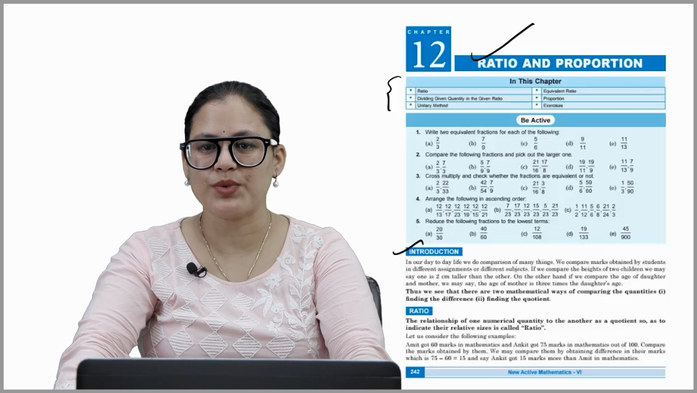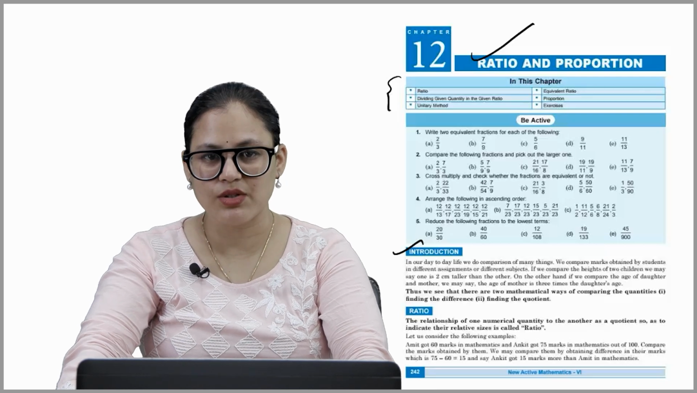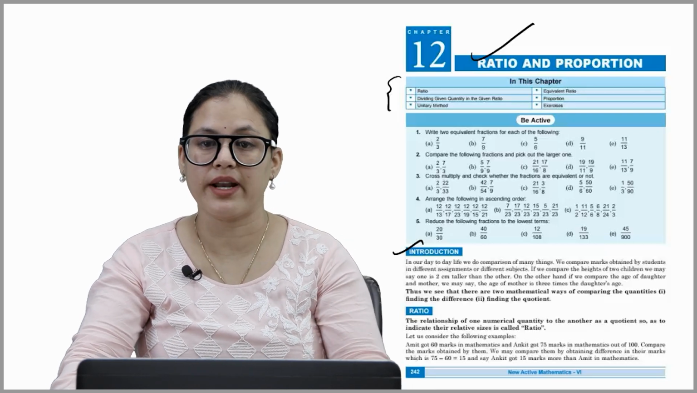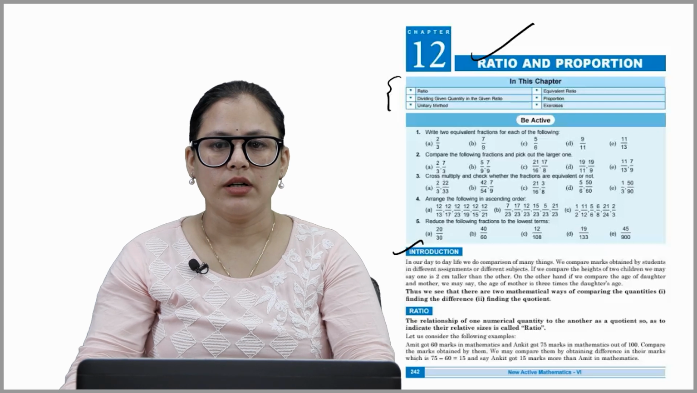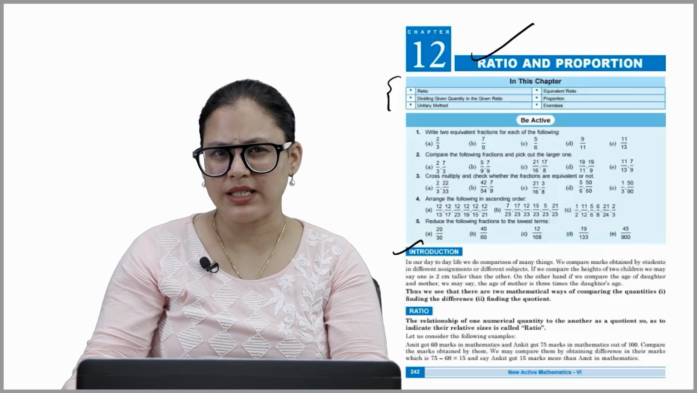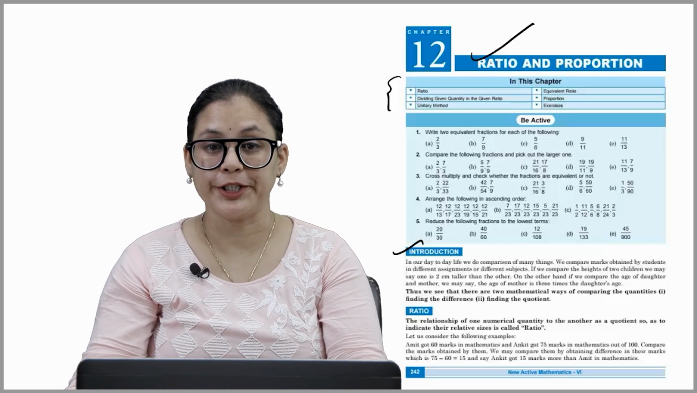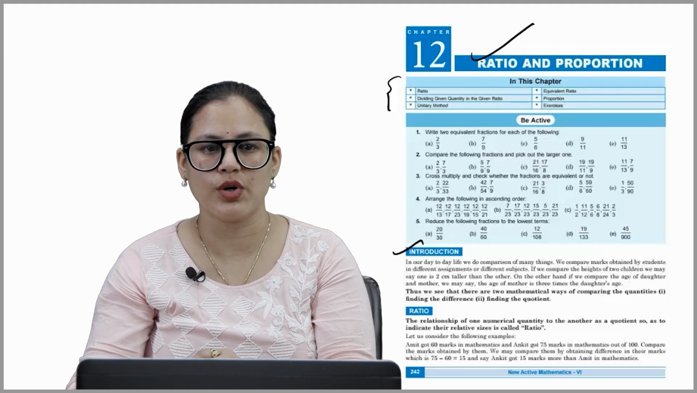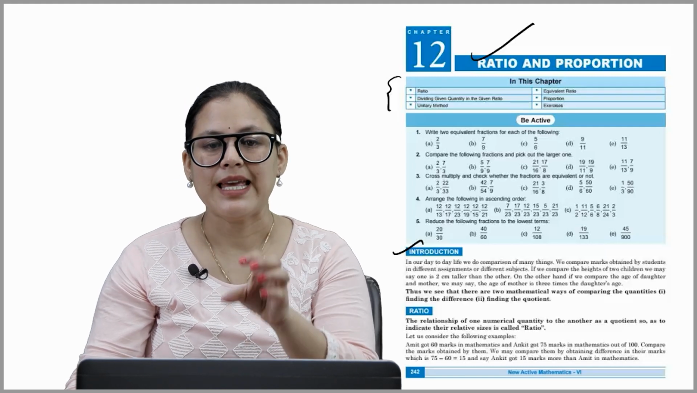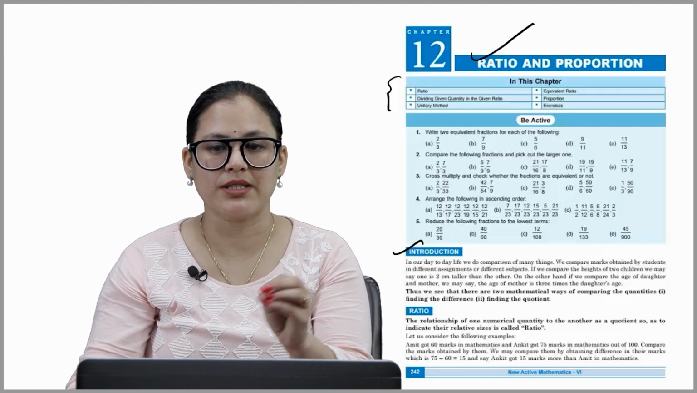We compare marks obtained by a student in different assignments or different subjects. If we compare the heights of two children, we may say one is 2 centimeters taller than the other. On the other hand, if we compare the age of a daughter and mother, we may say the age of mother is 3 times the daughter's age.